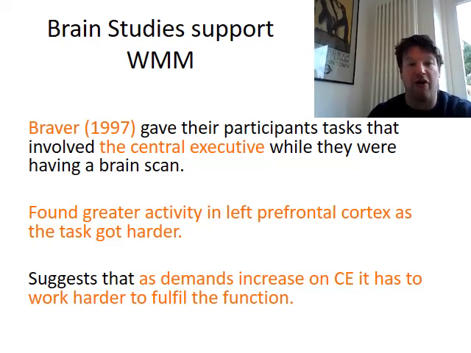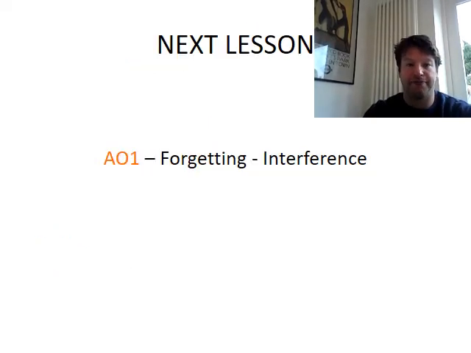So if you can picture an MRI of a brain, it's basically saying that as the task got harder, there was more happening in the frontal cortex. It would light up more in the prefrontal cortex, which shows the existence of these things that are having to decide where demand goes to fulfill the function.